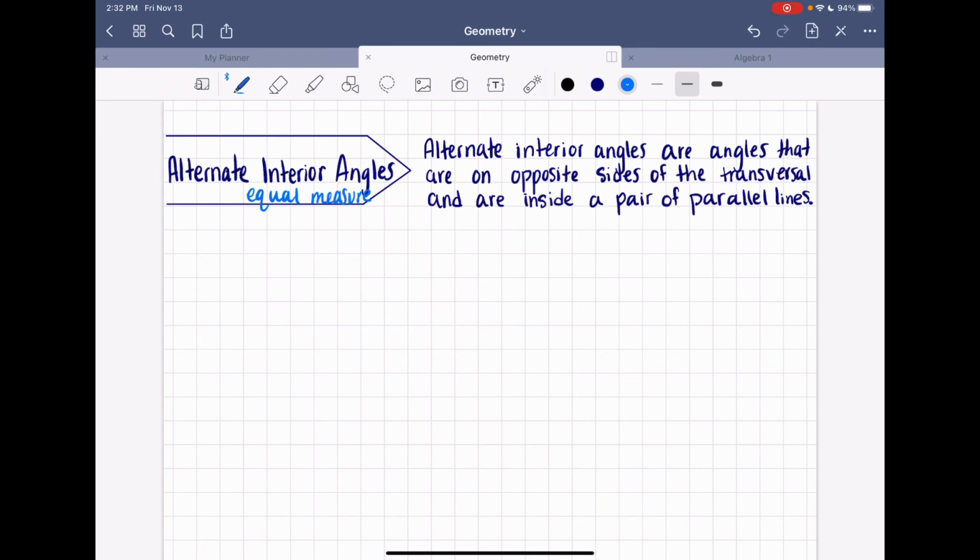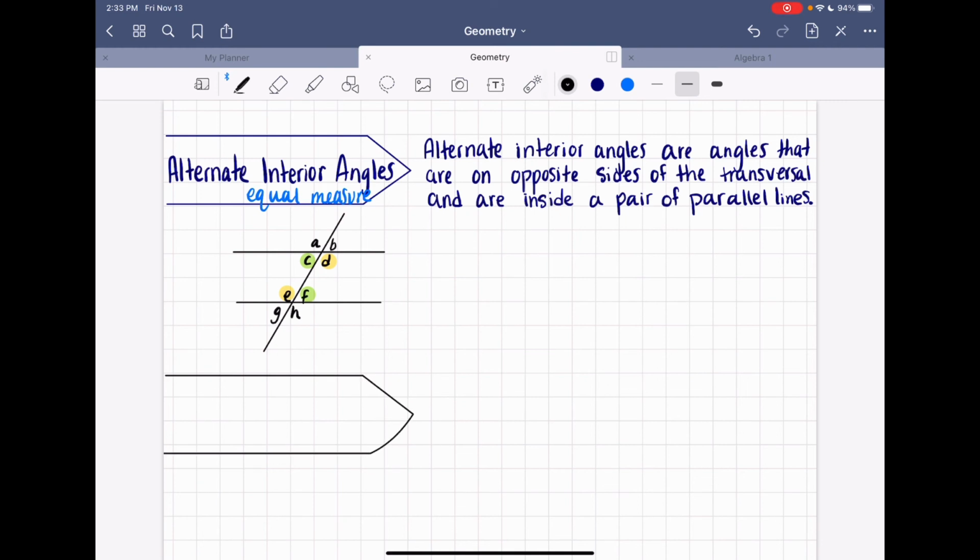Okay, so I have alternate interior would be C and F are alternate interior angles. And D and E are alternate interior angles.